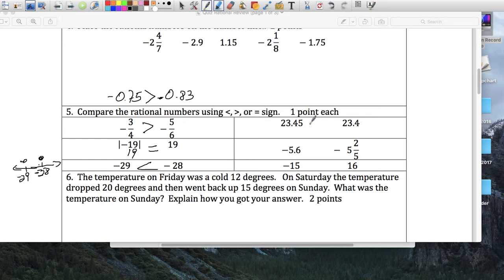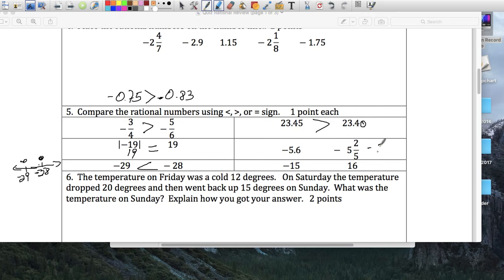$23.45, this is a positive number, is what compared to $23.40? Just think of it. Add a 0 here, if it makes it easier, that'd be greater. Negative 5.6 and negative 5 and 2/5. If you don't know what that is, change it.